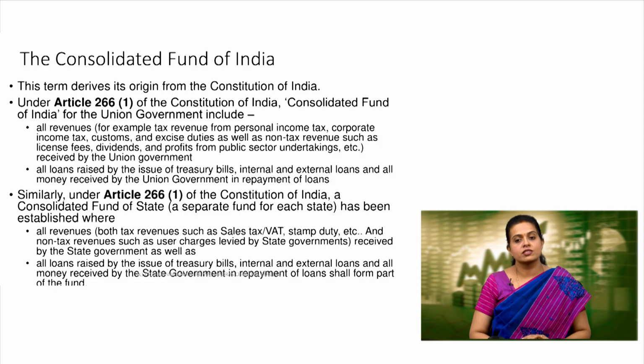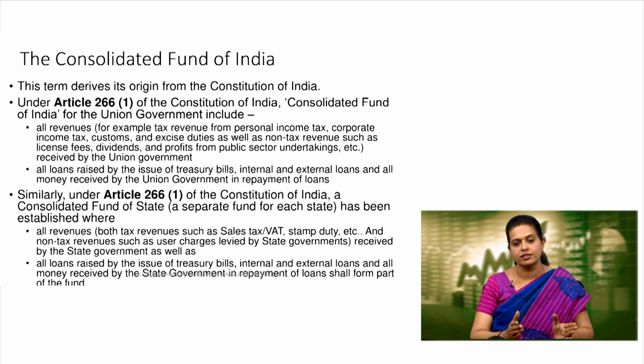Now, under Article 266(1), the Consolidated Fund of India is also maintained separately for each state. So, the government has a very clear demarcation between whether the debt belongs to the state or states, or whether the debt belongs to the Union government. So, the debt by the Union government and the states together is the Consolidated General Government Debt. This speaks about the overall debt of the central and the state governments put together.